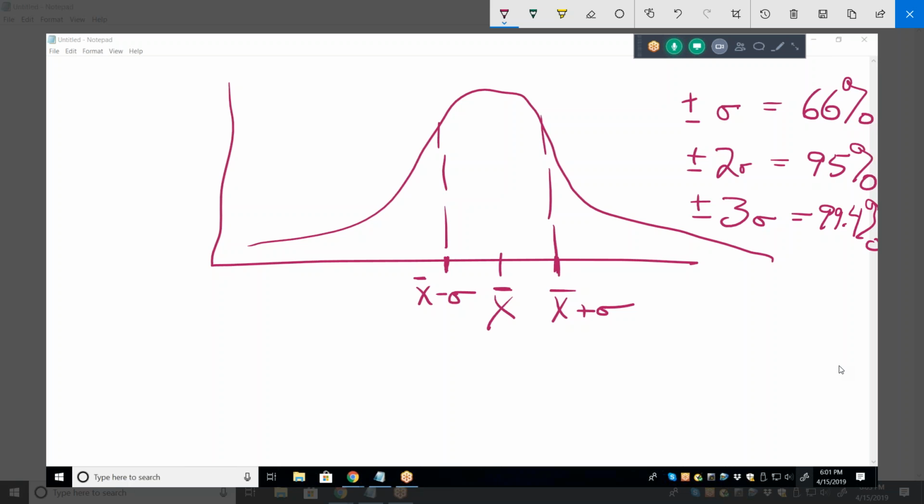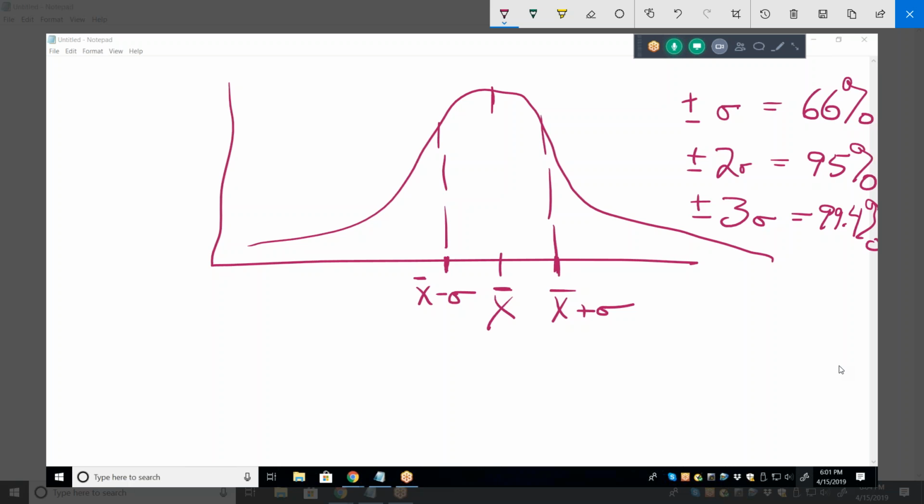As long as they don't ask you 1.5 standard deviations, this is all you need to know. If they start splitting it up, then you've got to get a little more sophisticated and go to the Z tables. Have they taught you about Z scores yet? Not yet. Then they're not going to. In other words, all of their questions are going to be 1, 2, or 3 standard deviations away from the mean.